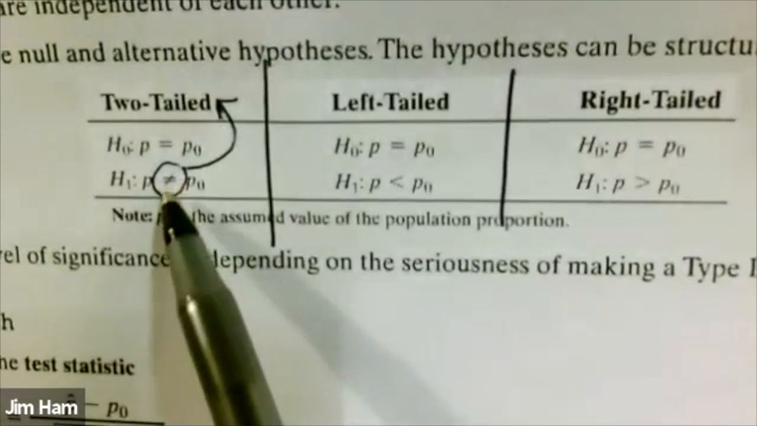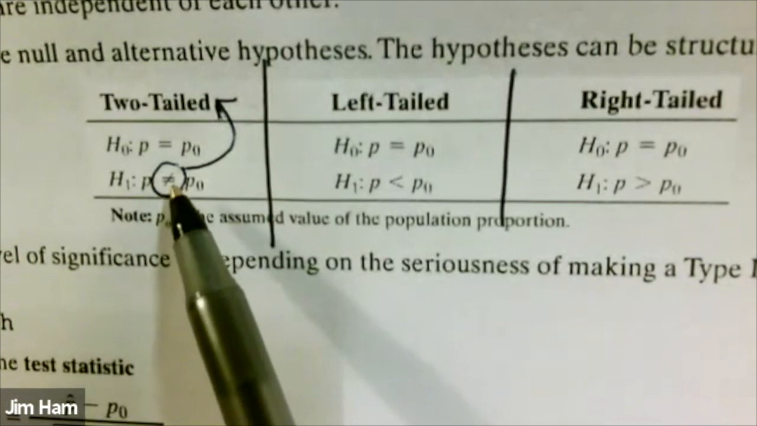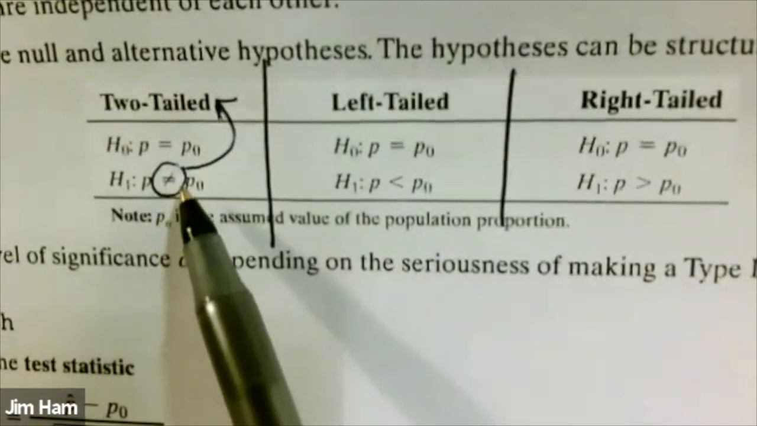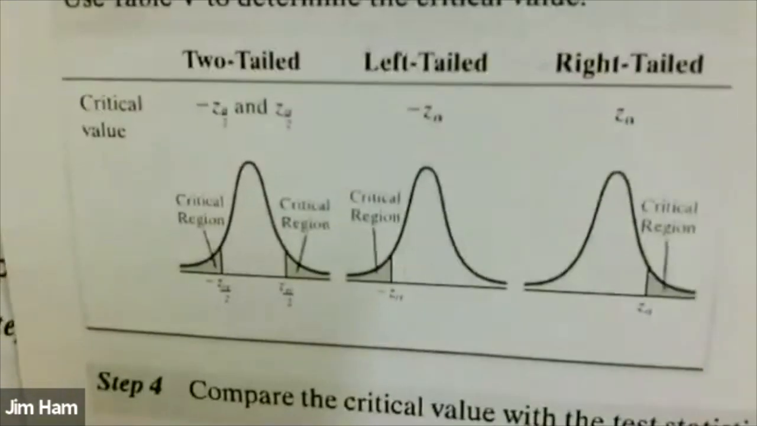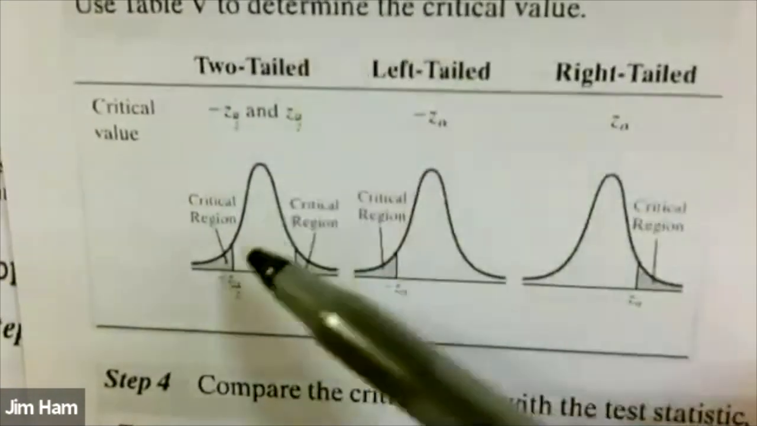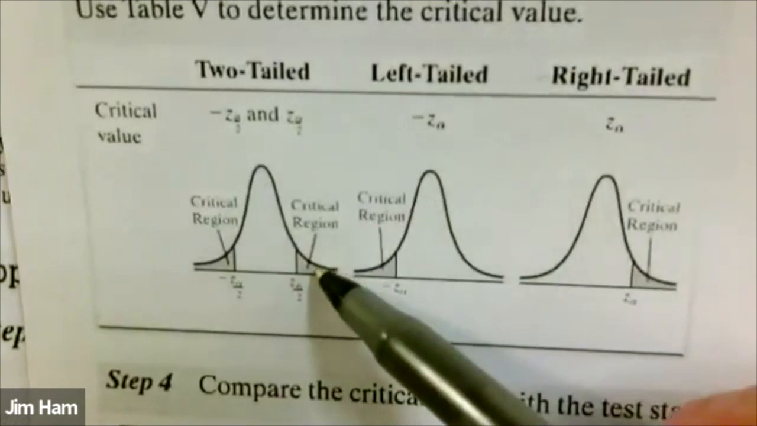In the alternative hypothesis, when you have a not equal to, in the classical approach, you're going to have area on both the left and the right side of your bell-shaped distribution. It's going to look like this. For a two-tailed test, you're going to have area over here and area over here.